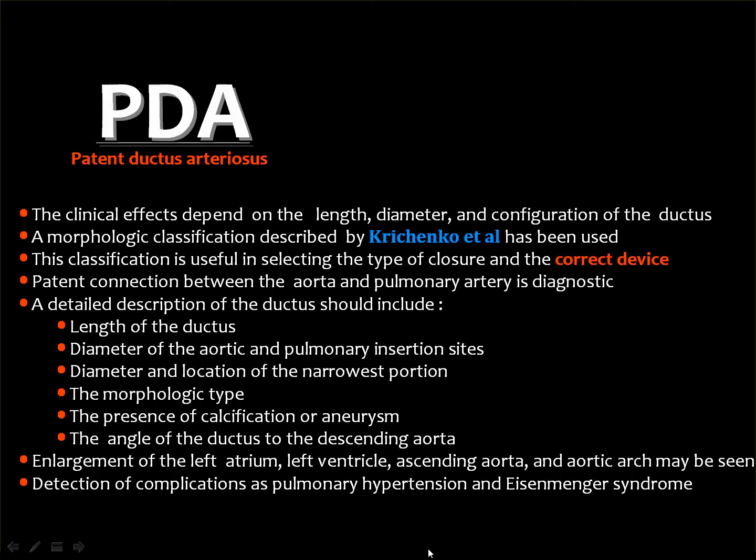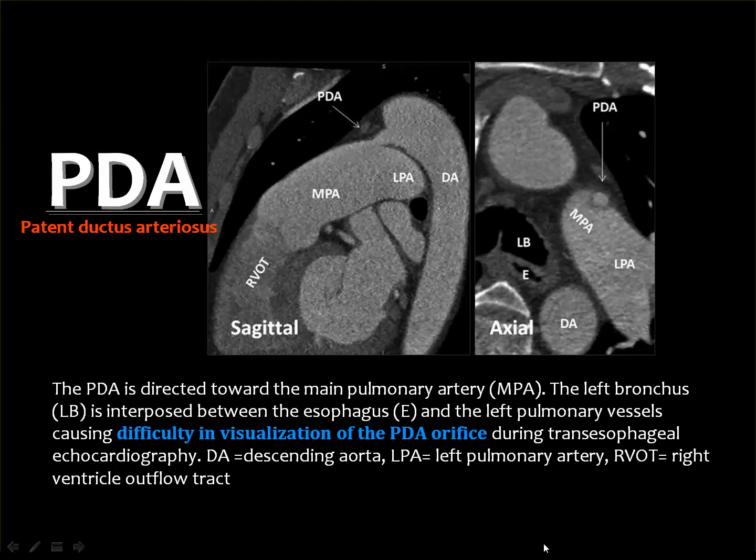Then during the evaluation, you will see that the left side of the heart is enlarged and there is some dilatation of the ascending aorta due to increased flow. And if there are complications like pulmonary hypertension and Eisenmenger syndrome, you should mention them. And this is an example where you see that there is a connection between the ascending aorta and the pulmonary artery. This is the patent ductus.